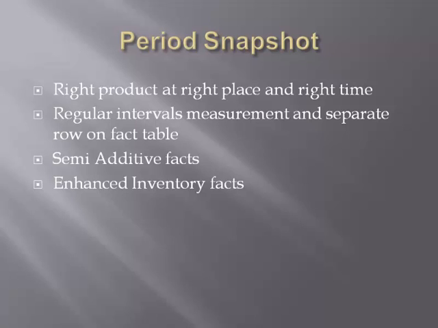The inventory is additive in some dimensions, but not all dimensions. And that is why the inventory facts are called the semi-additive facts. Due to inflation, deflation, inventory on hand beginning balance and inventory on hand ending balance would be different. As a result, enhanced inventory facts are to be added to the fact table as well.